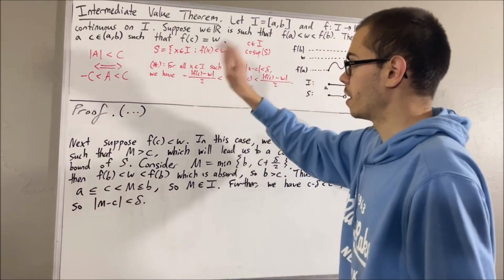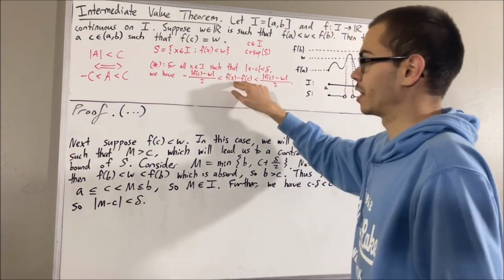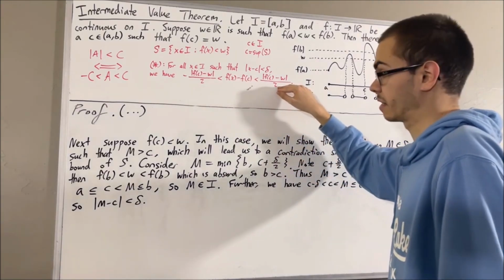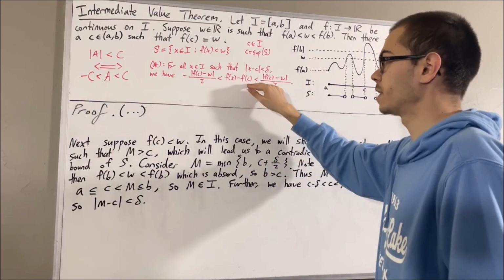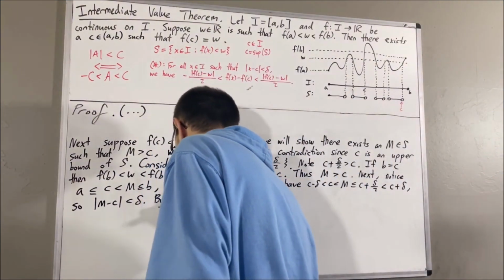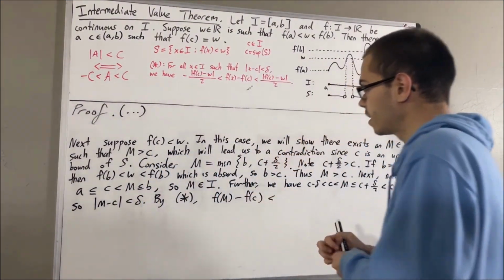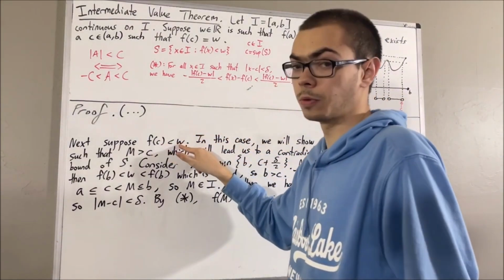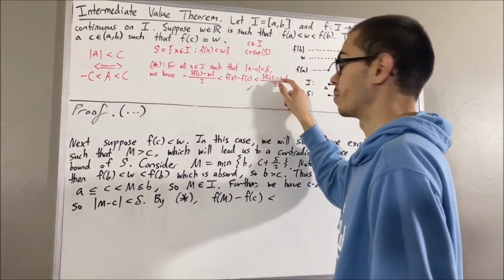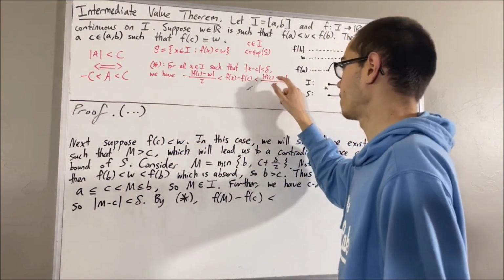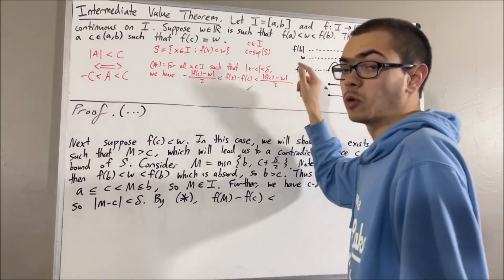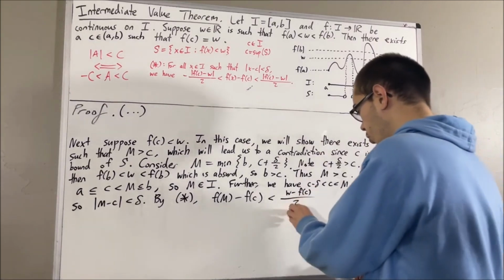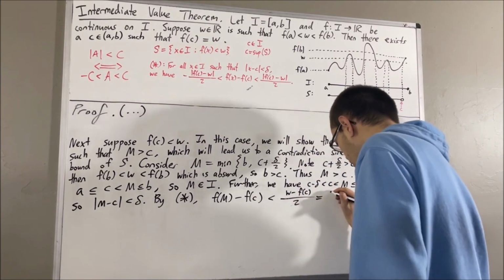By star, this inequality is true where x is replaced with m. And in particular, we care about the right-hand inequality in this case. So f of m minus f of c is less than this guy. And on the right-hand side, since f of c is less than w, we know that f of c minus w is negative. So the absolute value of f of c minus w is equal to w minus f of c. So like this. But then this is equal to w over 2 minus f of c over 2.